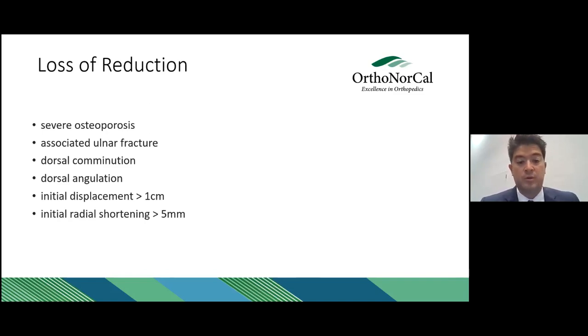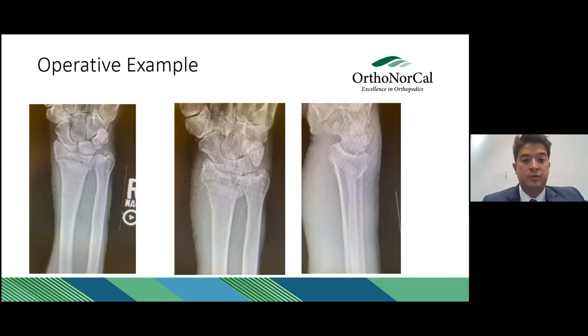Initial displacement greater than 1 centimeter and radial shortening greater than 5 millimeters. This is simply saying how far the fracture moved initially during the injury. I can see that on injury films, and how much the bone has shortened really will tell in the kinematics, especially pronation and supination like Charlene was talking about, as well as flexion and extension of the wrist. So these are signs that there could be a loss of reduction and potentially a poor outcome. So here is an example of an operative patient.